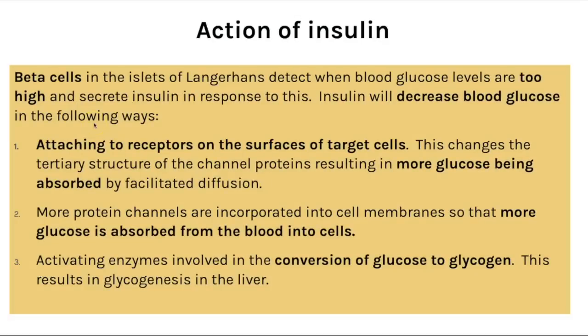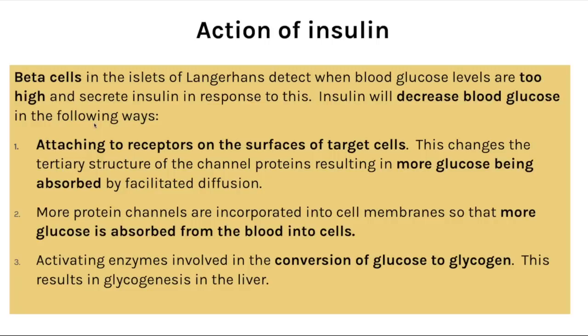So let's have a look at the action of insulin. First of all, it's the beta cells in the islets of Langerhans that detect when blood glucose levels are too high, outside of the normal limits. And this then results in the beta cells secreting insulin in response. And these are the three key effects that insulin will have to decrease the amount of glucose in the blood.